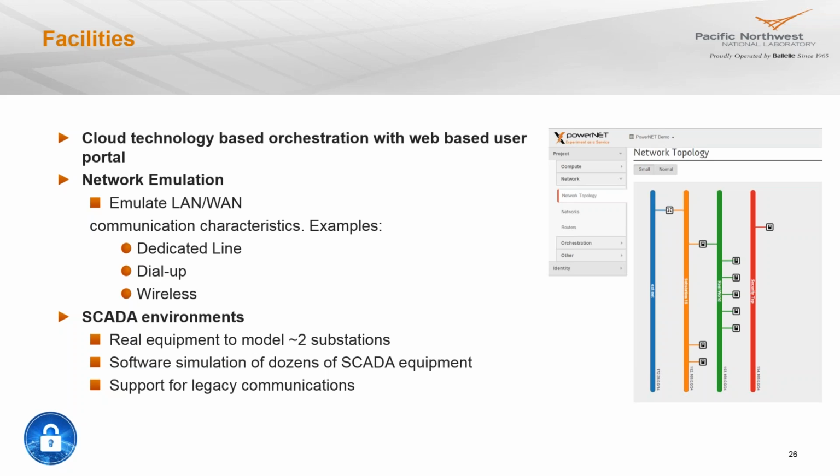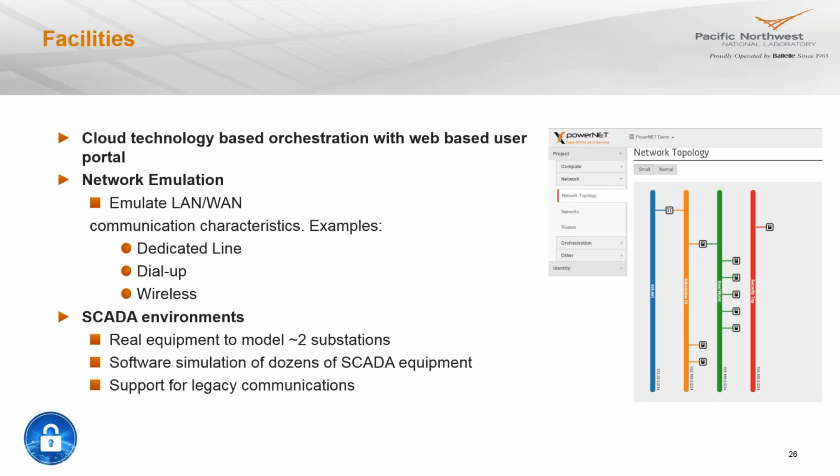And we can do that so that we can try to inject as much realism and fidelity into these environments as possible. So everything isn't going over gigabit Ethernet with the performance characteristics of gigabit. We also have SCADA environments. So depending on what you want to do, depending on how many devices, we have at least enough equipment to do 2 transmission or 2 distribution substations. So these are full equipment in the racks, sufficient to monitor multiple buses in a substation. We've got software where we can simulate dozens of SCADA devices.